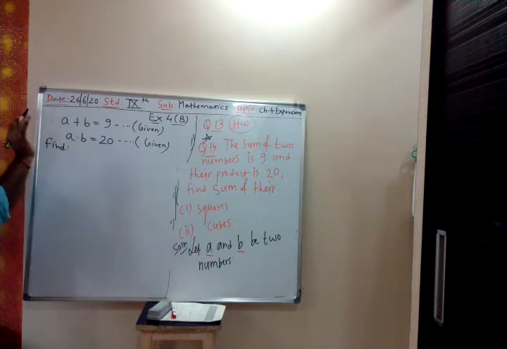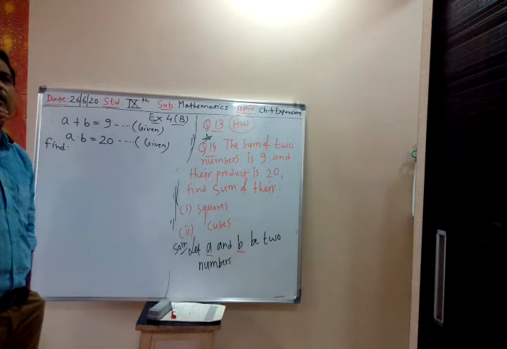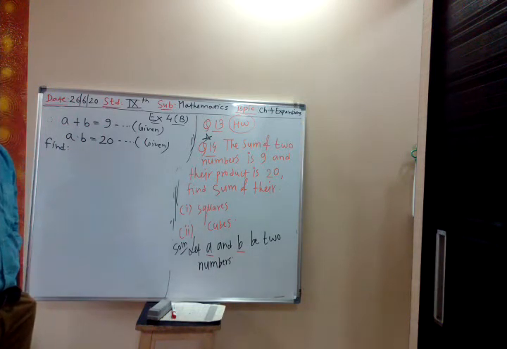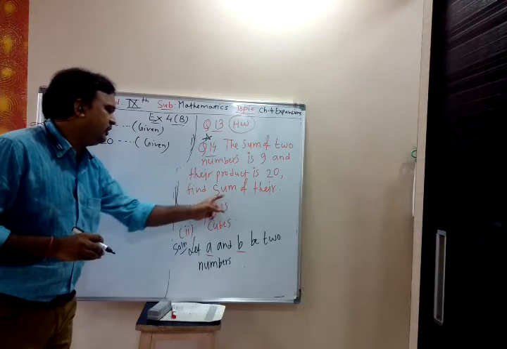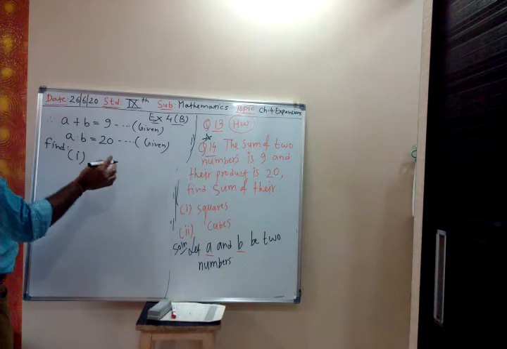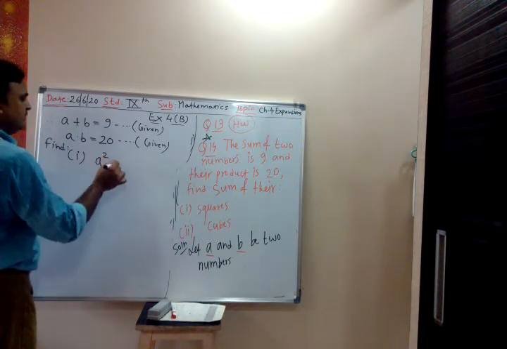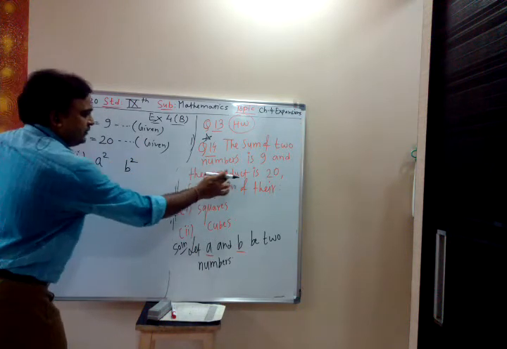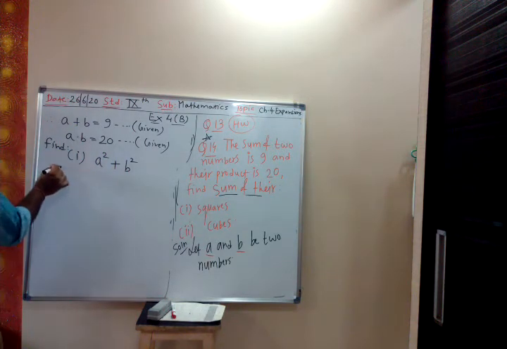Don't consider 5 and 4. It is not asked what those two numbers are. My question is not which are the two numbers. My question is to find the sum of their squares and the sum of their cubes. The square of the first number is A square, the square of the second number is B square. Now the sum of their squares means A square plus B square, which we have to find first.